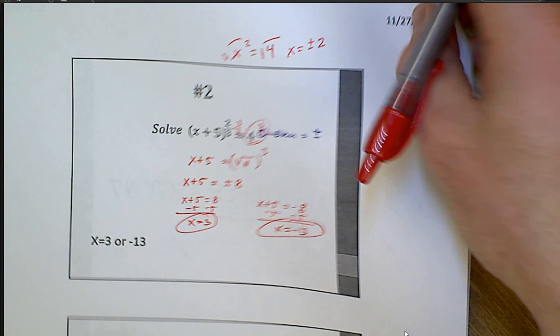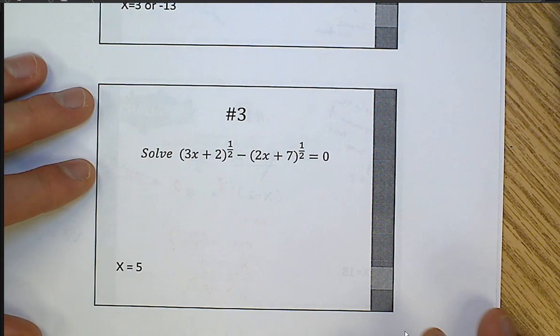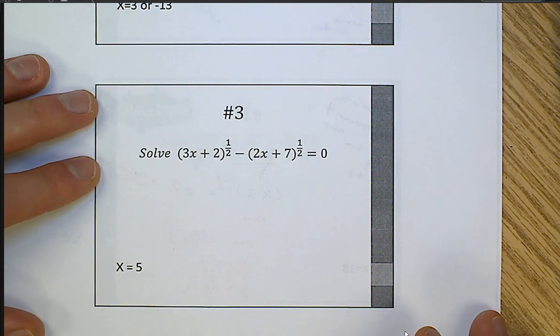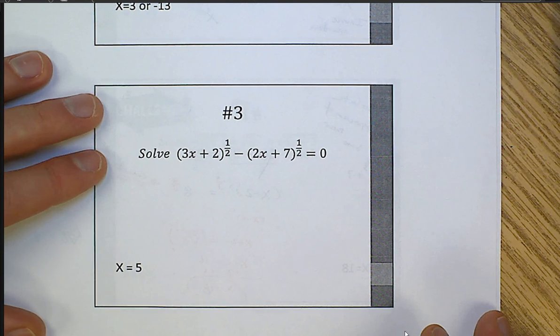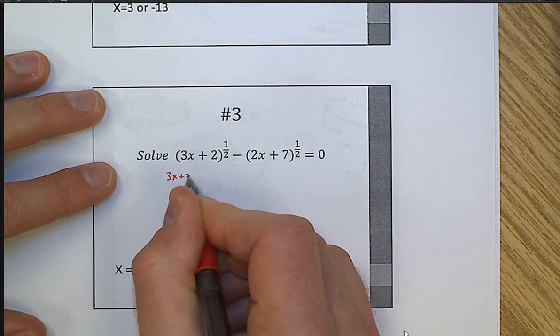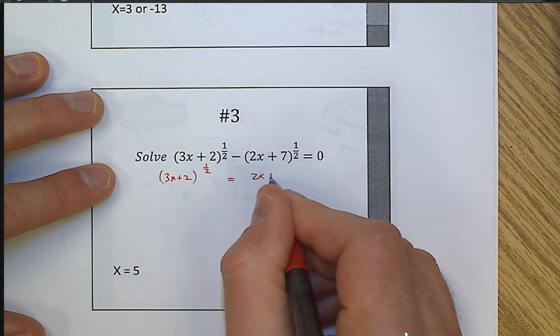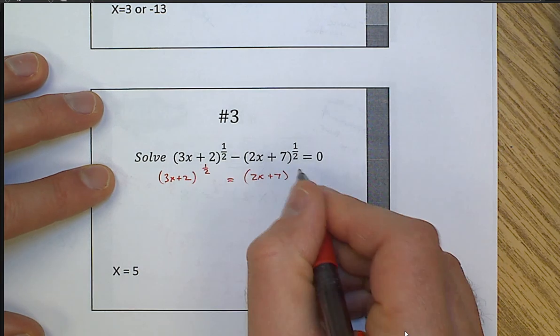All right, let's take a look at one like this. So this is set up. Now we're just going to be doing some problems that are set up a little bit differently so you can get adjusted to what you may see on the homework. So on here, the first thing you want to do is add this to the other side. So 3x plus 2 to the 1/2 equals 2x plus 7. Just added this whole thing to the other side to the 1/2.